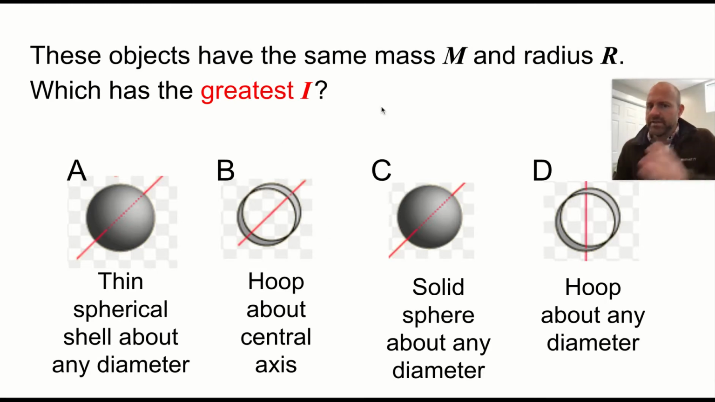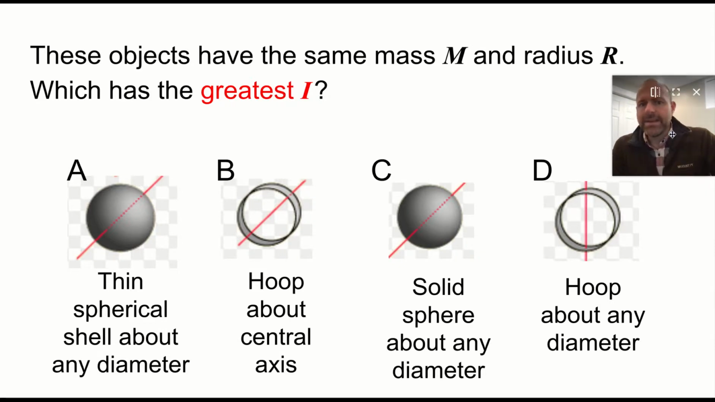So we are going to look at some ideas here. We've got a thin spherical shell, basically a ball that's hollowed out, a hoop, a solid sphere, and then a hoop spinning this way. Which of these has the greatest moment of inertia? It may not be immediately obvious when you look at them which one it is.